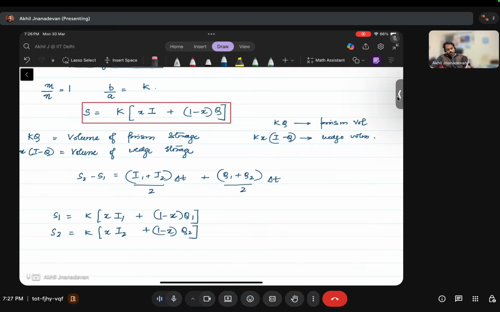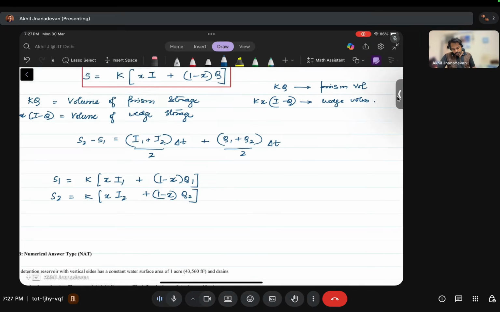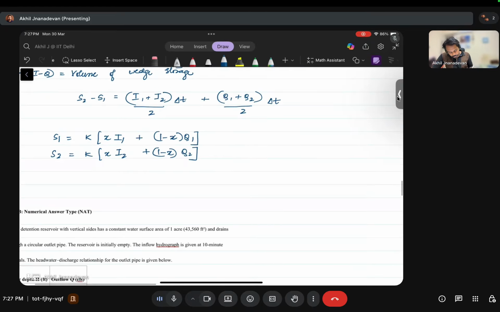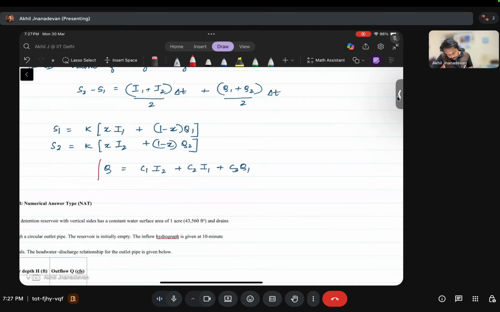We can substitute this in this particular equation, and finally we'll get our outflow discharge Q2 equal to C1, a constant, into I2 plus C2, a constant, into I1, and C3, a constant, into Q1. This is called the Muskingum routing equation, that is, the outflow in the next time step is given by C1 into I2, C2 into I1 and C3 into Q1.